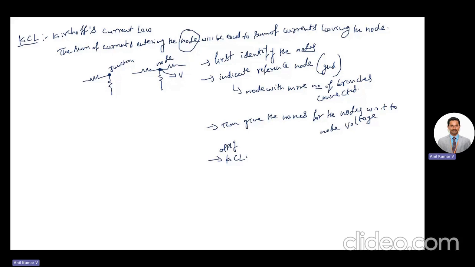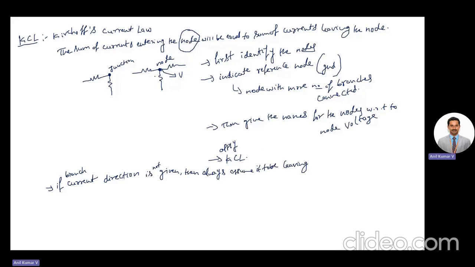One more condition you need to consider with respect to your Kirchhoff's current law: that is your branch currents, right? If your branch current direction is not given, then always assume it to be leaving. So if the branch currents are not given, you need to always assume the currents to be leaving currents.